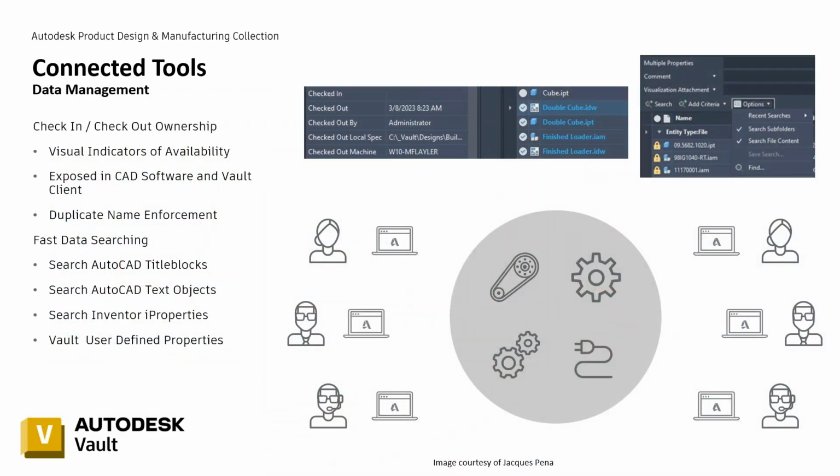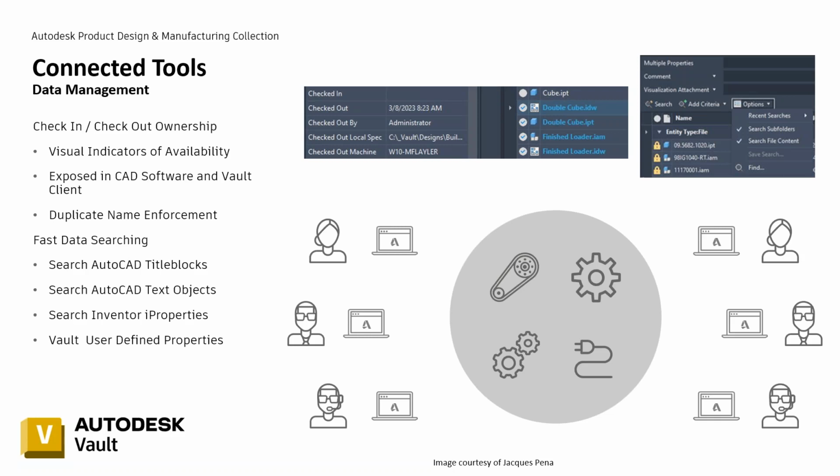Lastly, in these connected applications, we'll talk about Vault Basic. So this is a data management tool that allows you to do check-in and check-out ownership. So you'll get visual indicators inside your software that Bob over there on the other side of the wall has this checked out. I don't need to go bother him. I can see it right there.